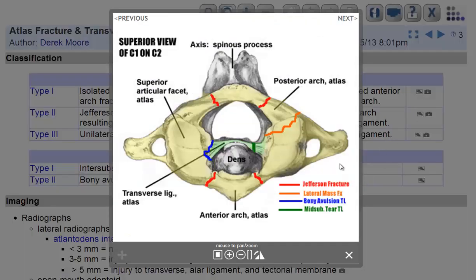So this is just kind of a schematic looking at all the different types of atlas fractures. Atlas fractures can really come in all shapes and sizes and can involve either the anterior arch, the lateral masses, the transverse processes, or a combination of all of the above. As we mentioned, they can also be transverse ligament injuries here. So the type 1 that we just discussed is an isolated either anterior arch fracture or an isolated posterior arch fracture.